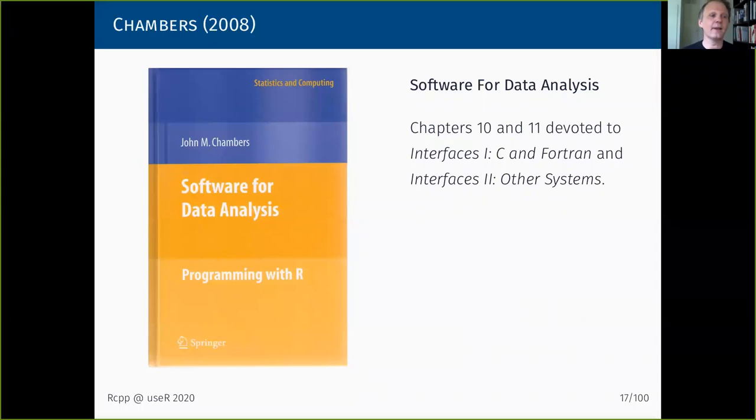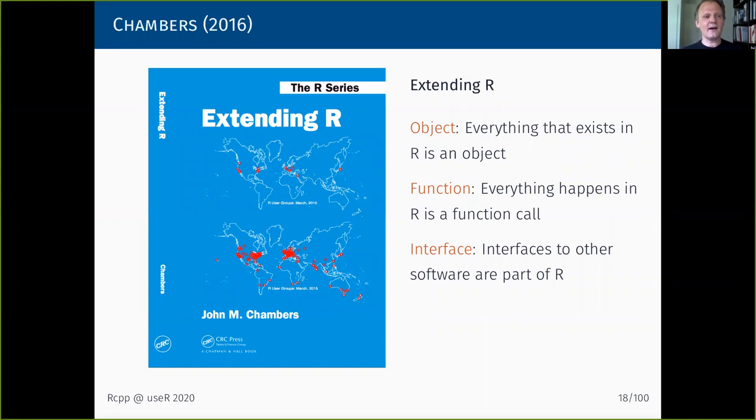But I really liked SODA, Software for Data Analysis, from 2008. It has two chapters towards the end, Interfaces 1 and Interfaces 2. But it doesn't really make a point quite as strongly as Extending R then does. Because Extending R takes two lines that many of you know or have seen, that John has described earlier actually in SODA as well. And when I asked him whether that was the first base, he kind of said, no, those sort of were around, but we don't have a clear starting point to that.